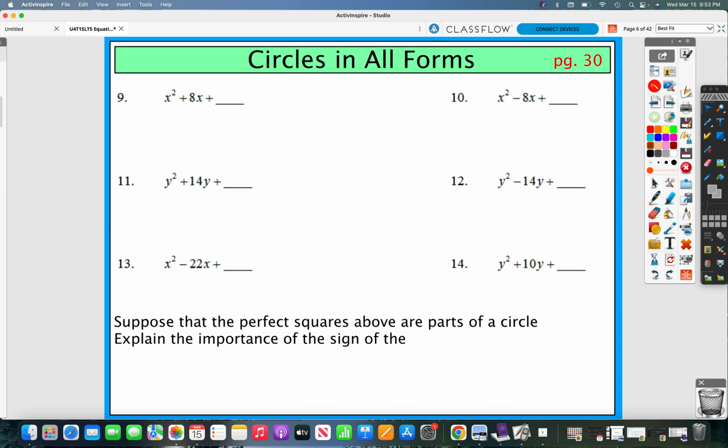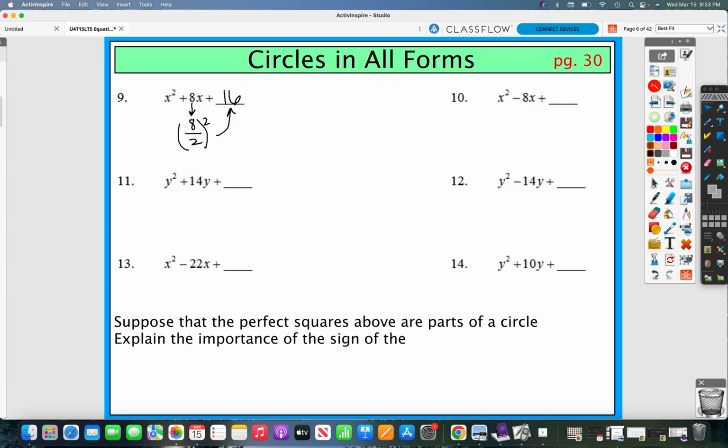All right, we're going to go on to page 30 in your packet. So if you could go ahead and get out your packet and turn to page 30. We're going to do a quick refresher for completing the square. So remember that if I have whatever my b term is, I'm going to take half of that and square it, and that is what I'm going to put in that blank to complete the square.